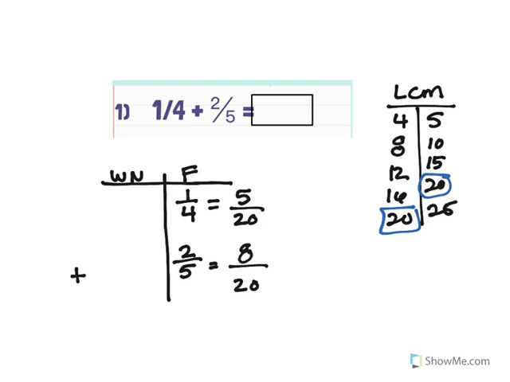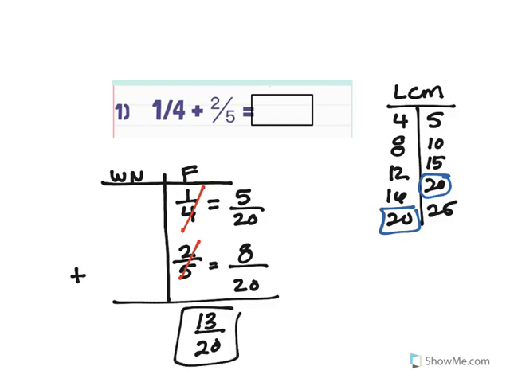So now I have 5 20ths plus 8 20ths. When I add fractions, we keep the denominator the same. 5 plus 8 is 13. This is a proper fraction, so we don't have to regroup or anything. This is our final answer. So our final answer was 13 20ths.